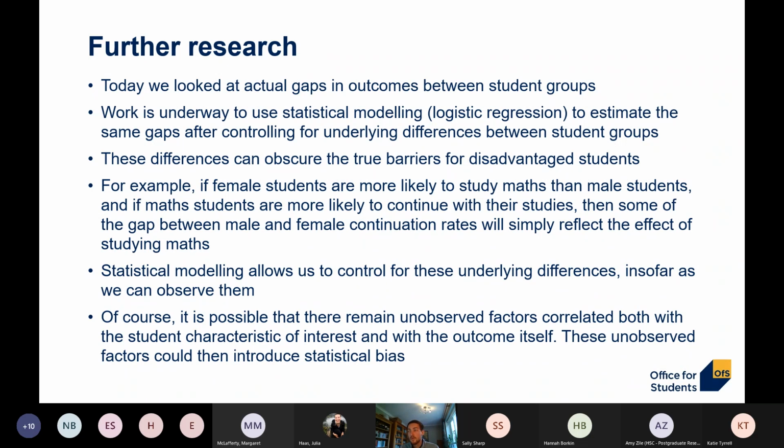And so what statistical modelling should allow us to do is control for those underlying differences insofar as we can actually observe them. Of course, it's still possible that there are things we can't observe and can't control for, and then that raises the possibility of there still being statistical bias. But it certainly should get us closer to the true answer, as it were.